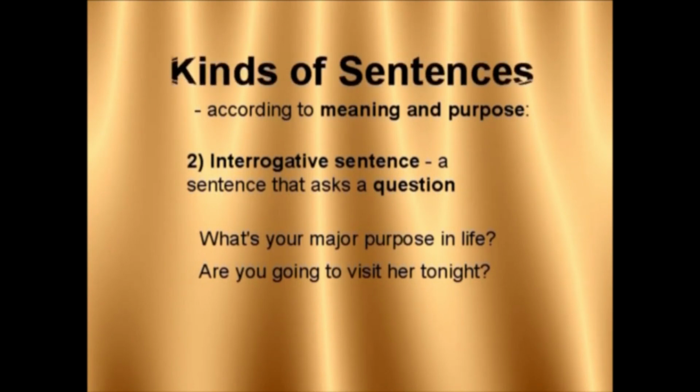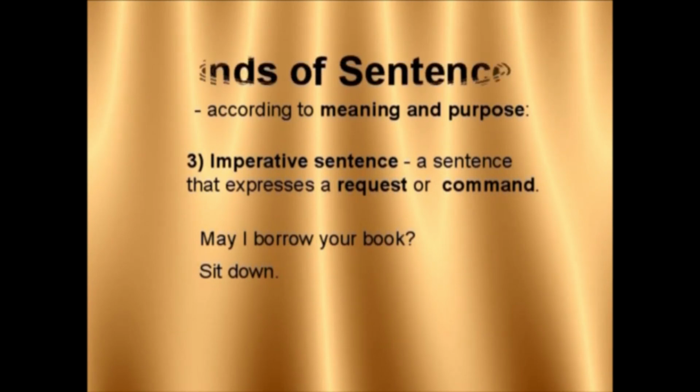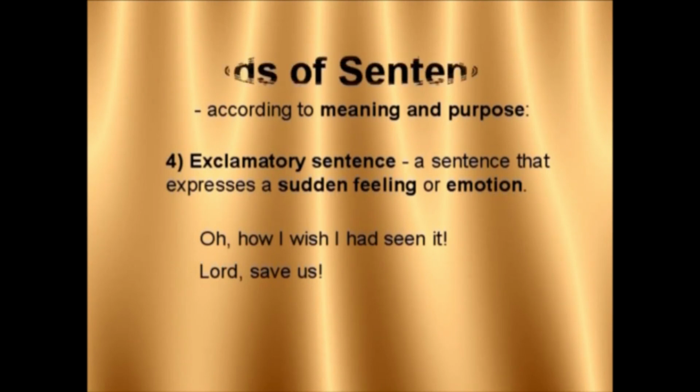An interrogative sentence is a sentence that asks a question. For example, what's your major purpose in life? Are you going to visit her tonight? An imperative sentence is a sentence that expresses a request or command. For example, may I borrow your book? Sit down. An exclamatory sentence is a sentence that expresses a sudden feeling or emotion. Oh, how I wish I had seen it. Lord, save us.